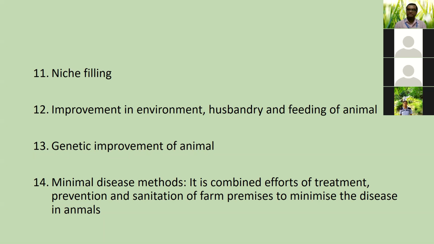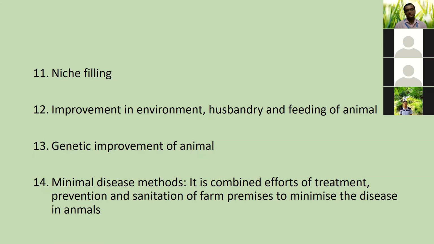Then another method is improvement in the environment, animal husbandry practices, and feeding of animals. This is all known. If we go for a hygienic environment, we can control many diseases, many bacterial diseases, many viral diseases can be controlled if you have a good environment. If you have a clean environment, good animal husbandry practices, and good feeding practices in animals, that's how you can go for control of these diseases.